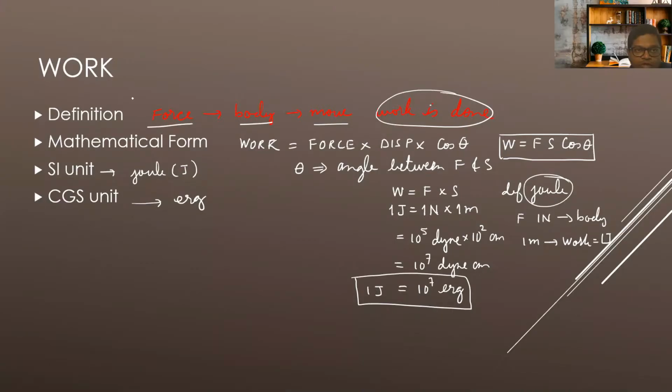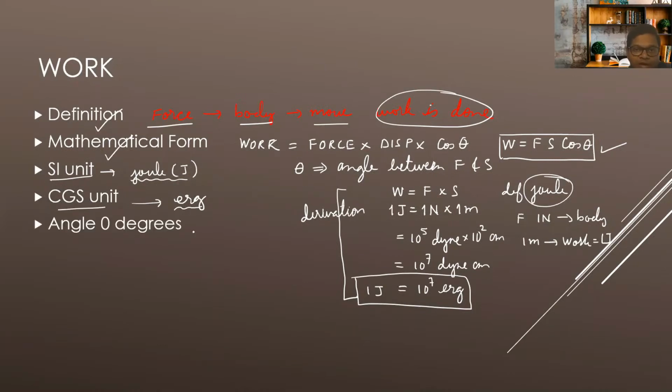So we saw the definition of work, the mathematical form, which is this, the SI unit, which is joule, the CGS unit, that is erg, and this is a derivation of the relation between joule and erg.